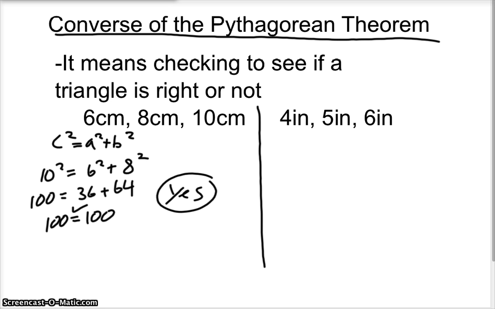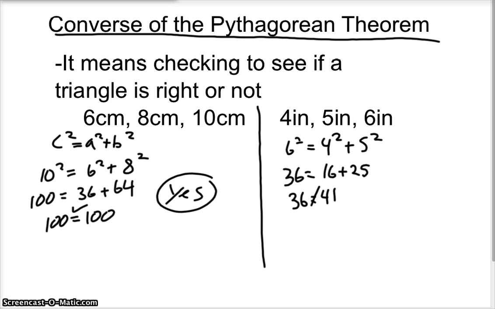Now let's check out this one. Here we're going to have 6 squared. It should equal 4 squared plus 5 squared. 6 squared equals 36. 4 squared equals 16 plus 25. Uh-oh. We have a problem. Not true. 36 does not equal 41.